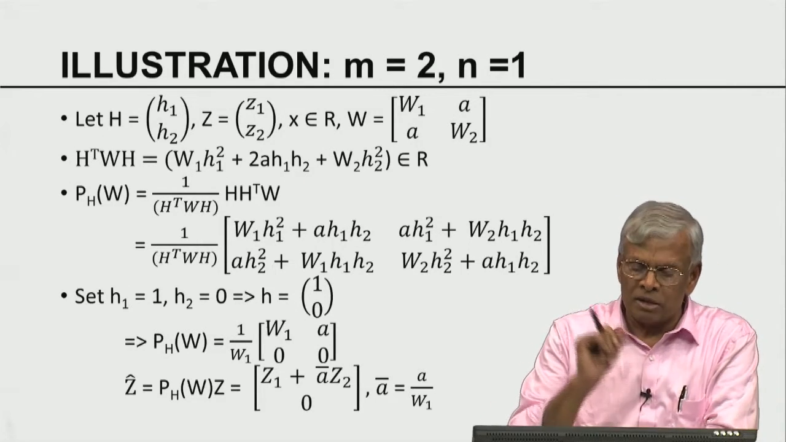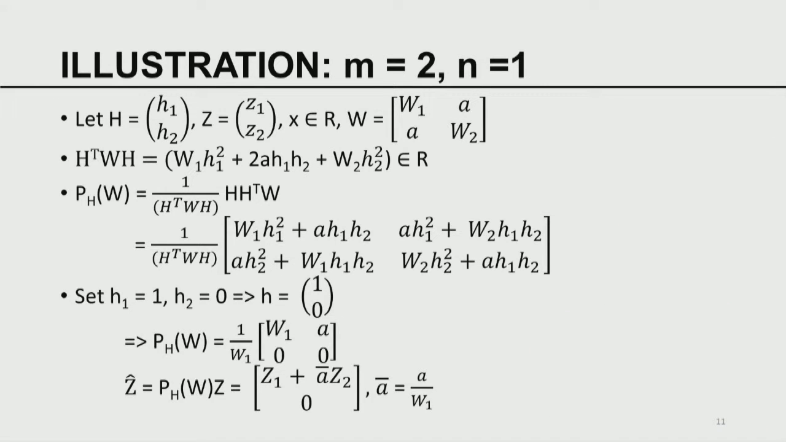I am now going to quickly illustrate by an example. n is 1, that means there is only one unknown. m is 2, that means H is a matrix. So now you can readily see H is a vector which is equal to H1, H2. z is a vector because m is 2, x is a real number. I am now going to conjure up a simple matrix which is symmetric. The weight matrix is always symmetric. Even though the weight matrix is symmetric, the projection matrix resulting from the weight matrix is not symmetric. That is something one needs to keep in mind.